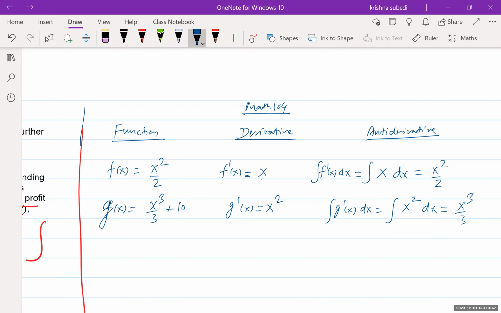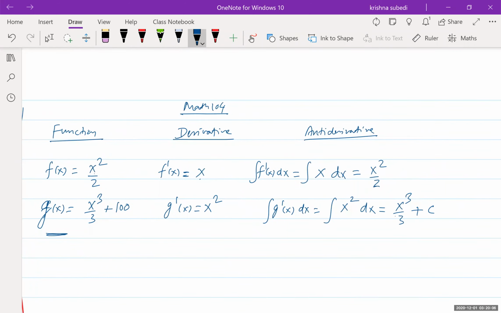Same thing, x squared. If my function is, let's say, g of x equals x cubed over 3 plus 100, the derivative will be the same. Now the antiderivative and the original function do not match up, right? So what we need to do is write plus c in each of these antiderivatives, because there may be a constant, and when we find the derivative of the constant, that's going to be 0. So we must add that c, which is called the constant of integration.